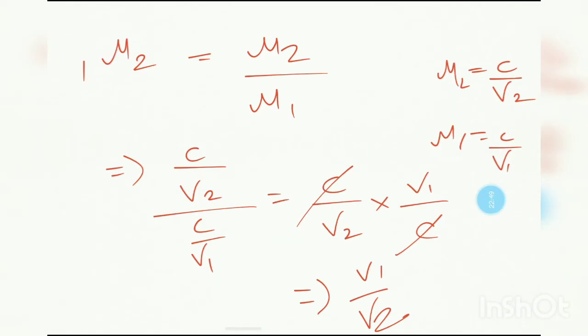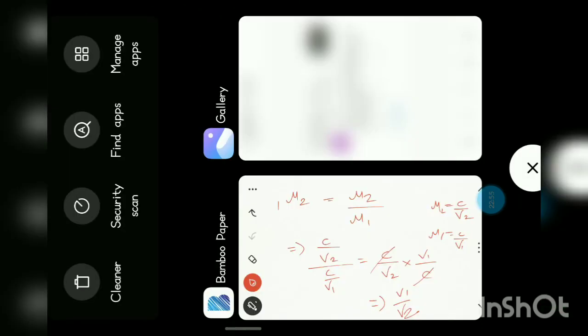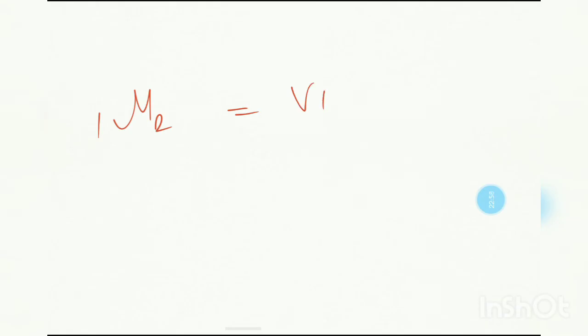Now the refractive index of medium 2 with respect to medium 1 is equal to V1 by V2. Yes, obviously. It is equal to V1 by V2. Understood? Remember this. Next, I'll show you one more thing.